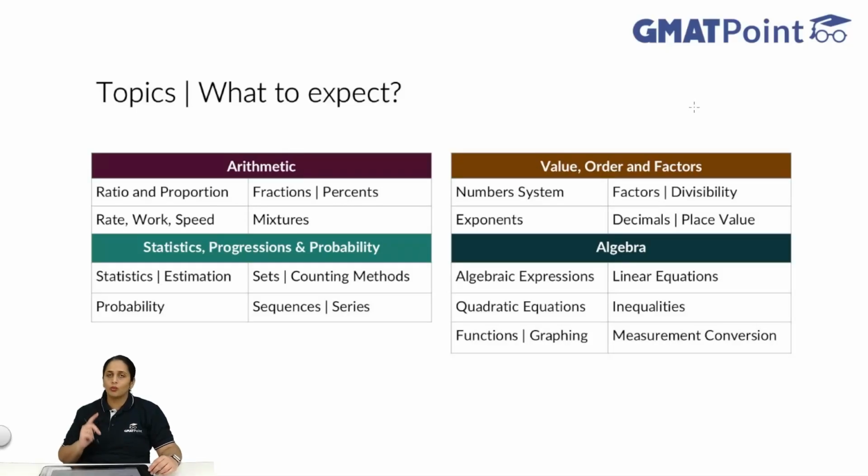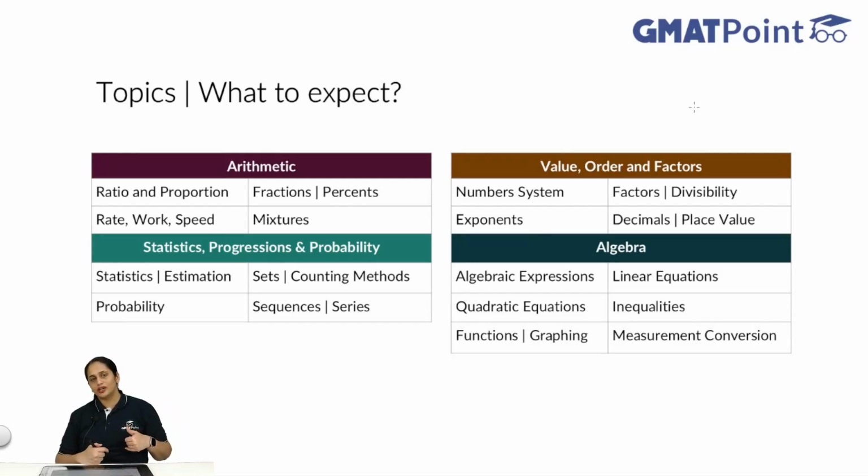Now let's go to what are the topics you should cover for this particular exam. So firstly, they say that it is arithmetic and algebra, but within arithmetic, they also consider statistics and counting methods. So probability, permutations and combinations is also included. Another thing is number systems, factors, divisibility, exponents, decimals, place value, even that is considered. In algebra, you have your quadratic equations, linear equations, inequalities, functions, graphing, and measurement conversion. So most of arithmetic and algebra is there.